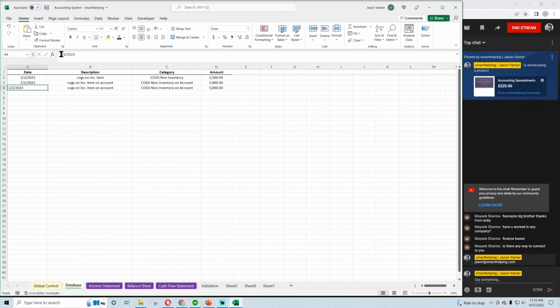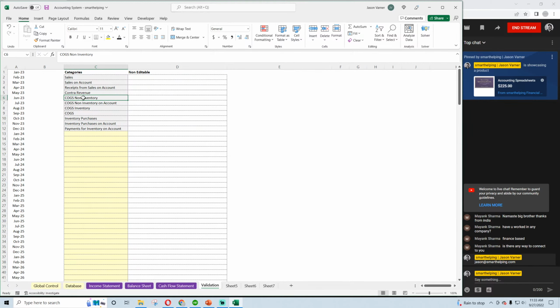And then let's say in March, we have nice terms here. We have payment for cost of goods sold on account. So you're paying for these cost of goods sold later. Did I put an entry for that? No. So let's add that in. So we have cost of goods sold on inventory. Make sure we didn't lose any of these account items. Payments for cost of goods sold non-inventory on account.